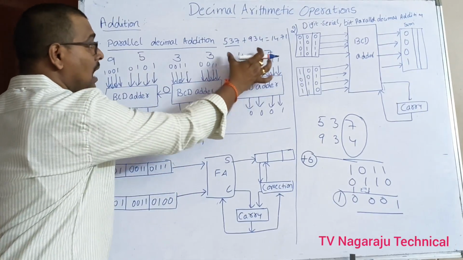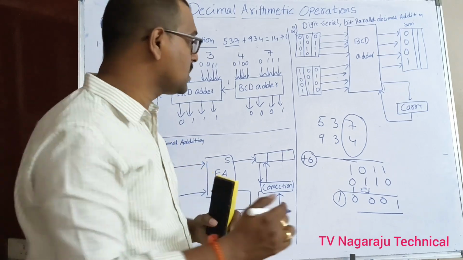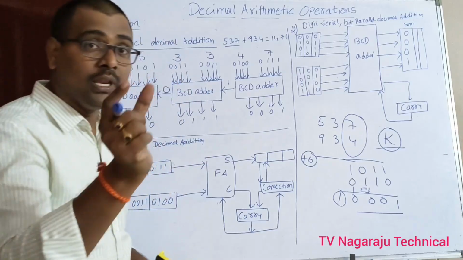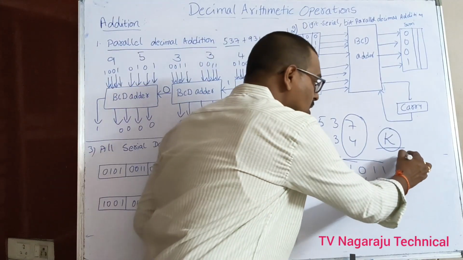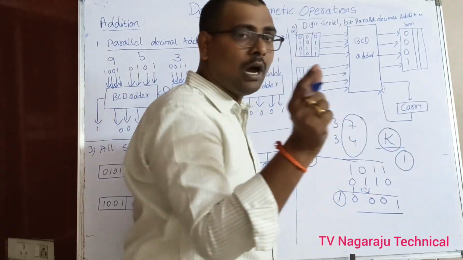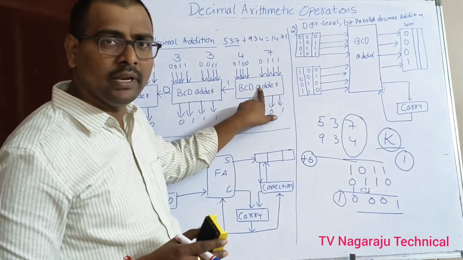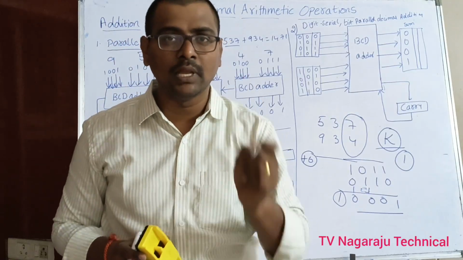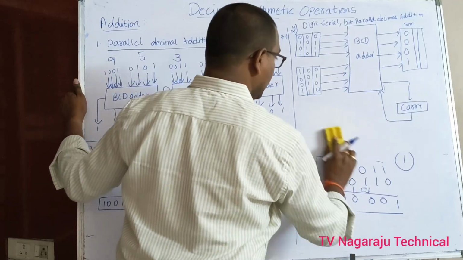The digits are added parallelly, but the main disadvantage is, if the number is a k digit number, we need k BCD adders. But the advantage is, only one micro operation is sufficient. Here we are doing the addition with only one operation. Only one operation is sufficient to perform the operation. This is parallel decimal addition.